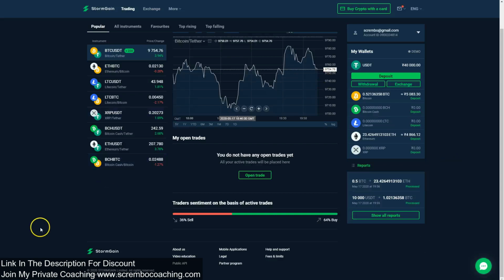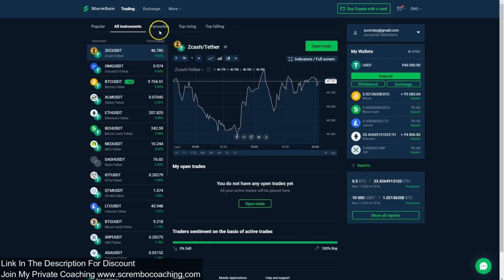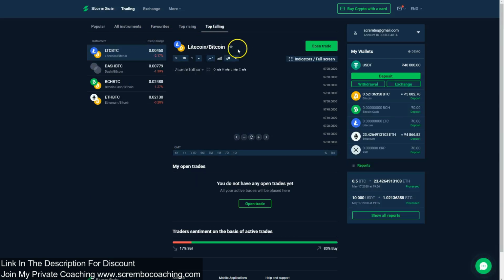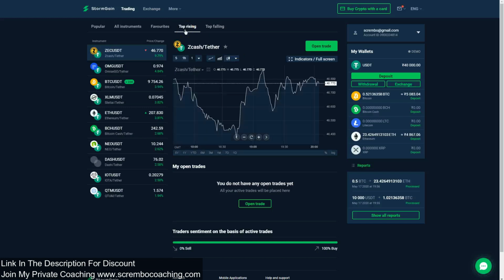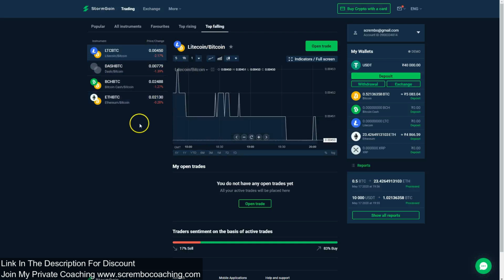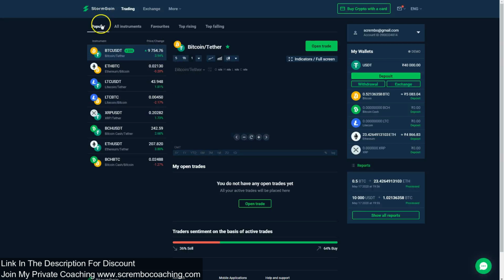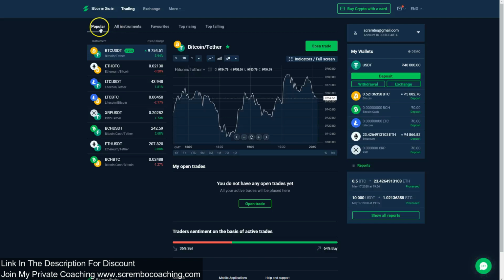Now I'm going to explain what you see on the screen. On the left side, you see the instruments which are selected at the moment, and they are the most popular. However, you can select all instruments, favorites, top rising, top falling. Top rising means for the last 24 hours based on the percentage. Top falling is the same thing as the opposite: the percentage for the last 24 hours of the ones that lost the most. I always use the popular category, and I like to trade especially BTC against USDT right here on the platform, where we have a 200x margin on our trade possibility.